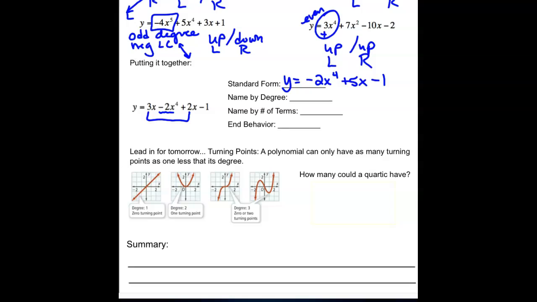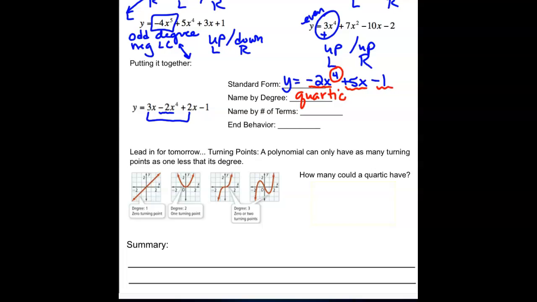To name it by degree, we are looking at the 4. That is our degree. A degree of 4 is called a quartic. And to name by the number of terms, we count pieces. So 1 term, 2 terms, 3 terms. 3 terms would be a trinomial. So that is a quartic trinomial.